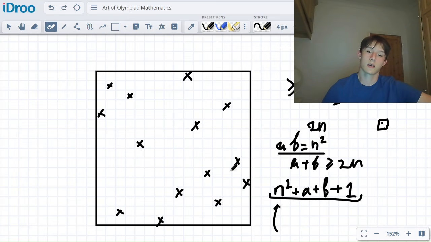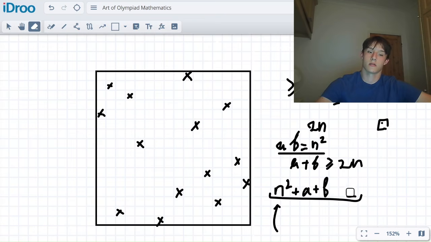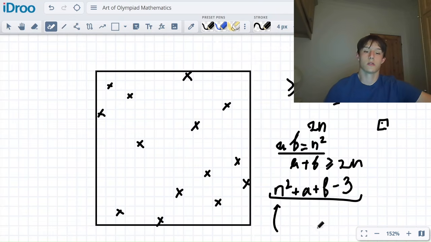And here we get the idea that we have n squared plus a plus b plus 1, right? Take this space. Here it's basically like this, minus 3. So n squared is obviously one square for one side per square. And then we also have a plus b, which are like something on top. And we do need to have ab equals n squared.